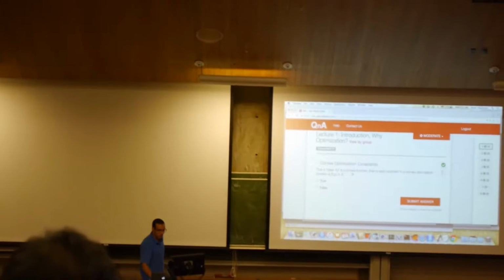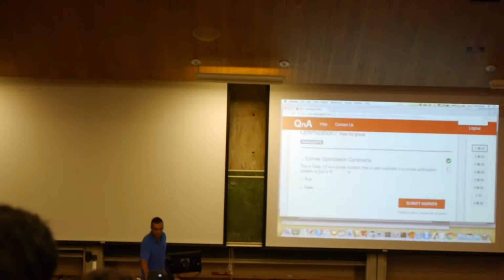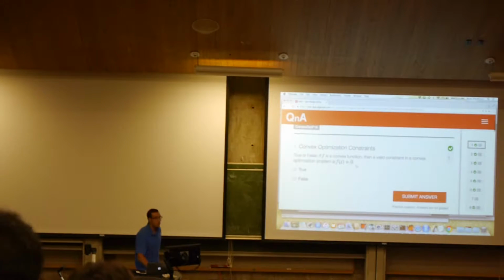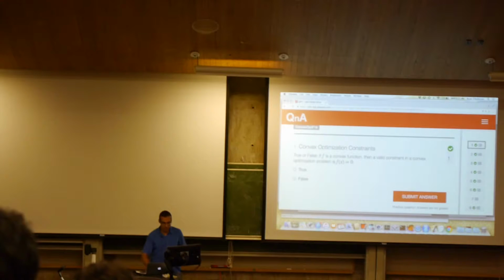So here's the first question. True or false? If f is a convex function, then a valid constraint in a convex optimization problem is f of x equals 0. True or false? How many people think it's false? OK, good. That's correct. Because remember, equality constraints in convex problems have to be affine. It has to be like aj transpose x plus bj equals 0.